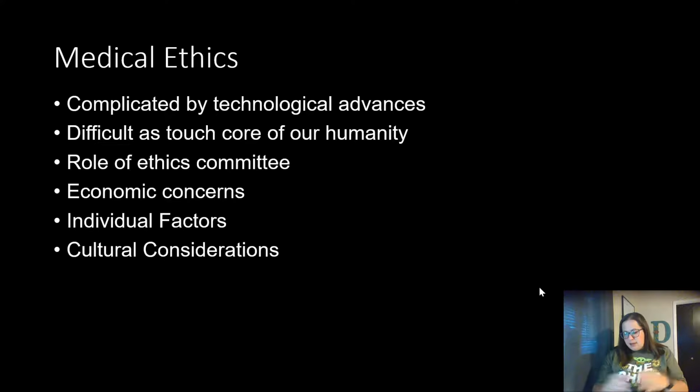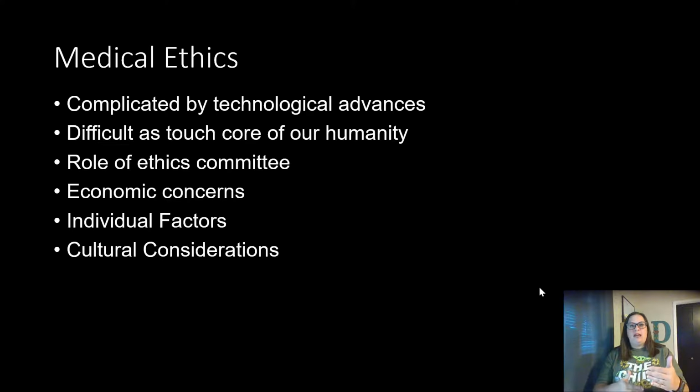When we look at medical ethics, this is complicated a lot of times by technological advances. Medical ethics are the standards of conduct and moral judgments that we would see in medicine. Now, ethics in general are just those morals that individuals have, but in the medical field, it's going to also revolve around the types of treatments that we give to individuals. A lot of times this is also known as bioethics, ethics revolving around life.